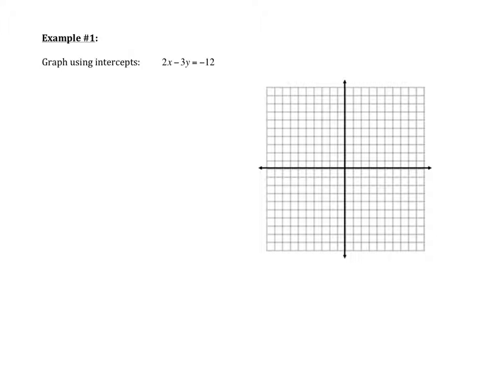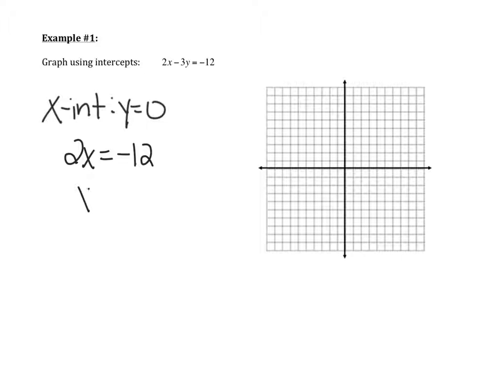Example number 1, graph using intercepts. So they want us to take 2x minus 3y equals negative 12 and graph this equation by finding the intercepts. So let's start by doing that. To find the x-intercept, I plug 0 in for y. So again, if I put 0 in for y, that basically will just take out the minus 3y. So I would be left with 2x equals negative 12.